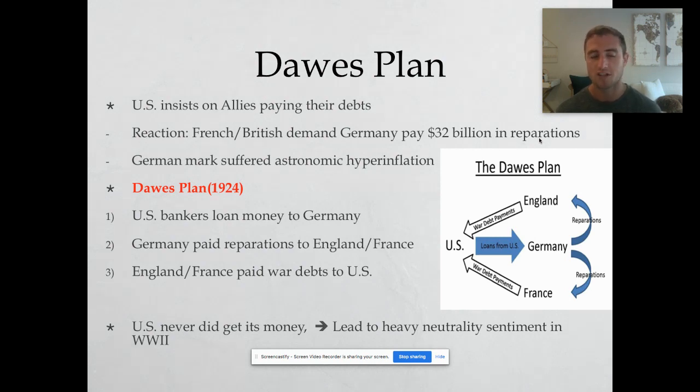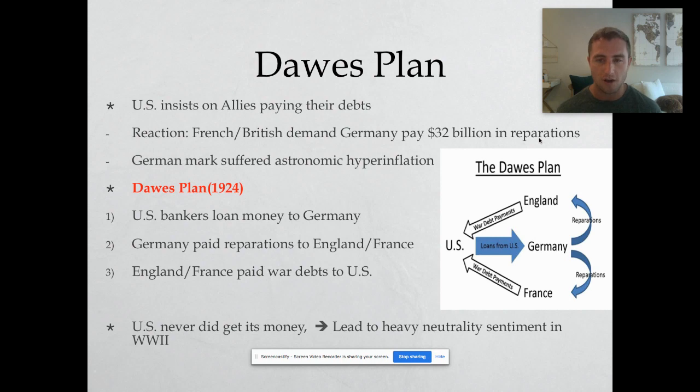And so what's going to happen is U.S. bankers are going to start loaning money to Germany. Germany is going to pay that money back to England and France. England and France are going to pay that money back to the United States. So why is the U.S. giving money to Germany that's just going to be paid back to themselves?